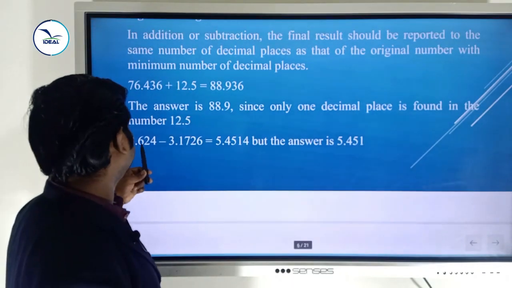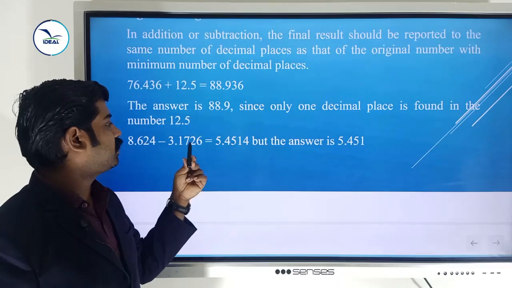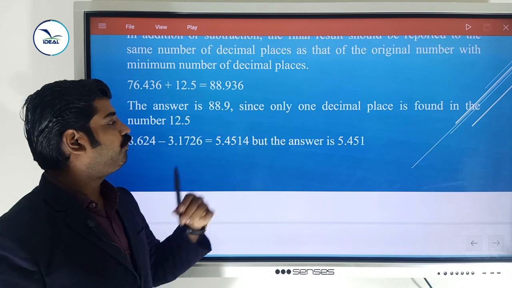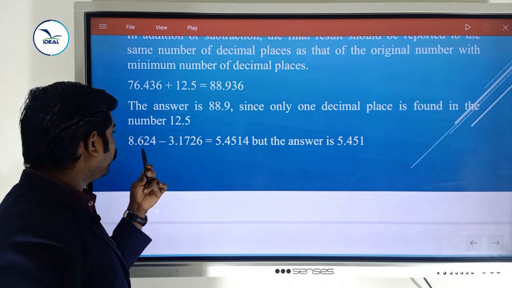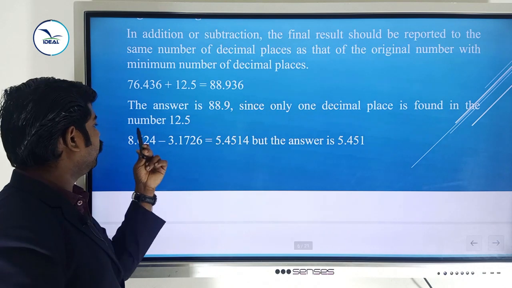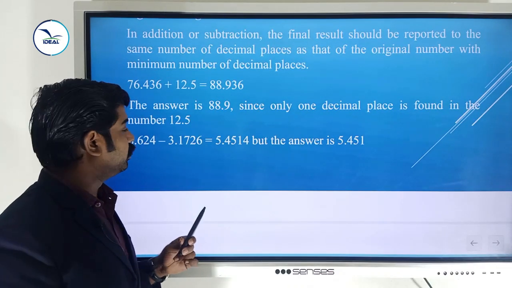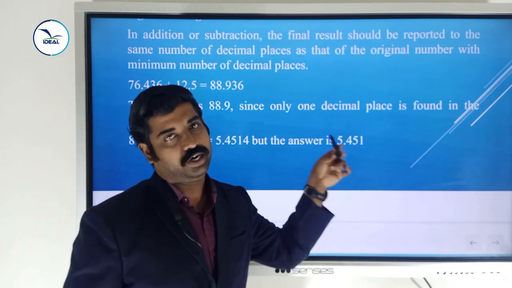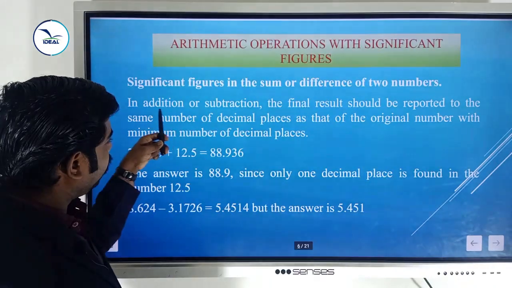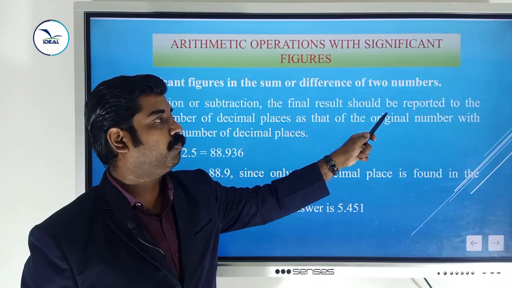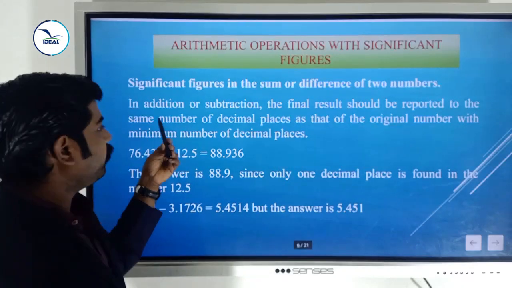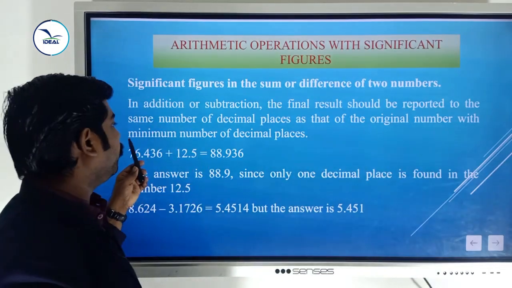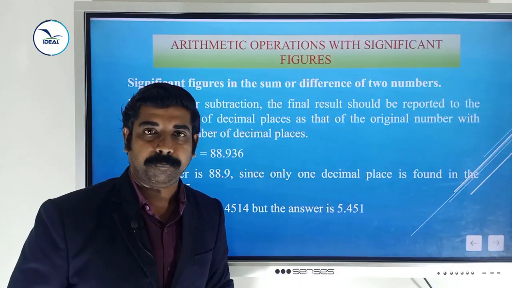Likewise, 8.624 minus 3.1726. So the answer is 5.4514. But it has to be rounded to 3 decimal places because the least number is 3 decimal places. So the answer is 5.451. So the rule is, in addition or subtraction, the final result should be reported to the same number of decimal places as that of the original number with the minimum number of decimal places.